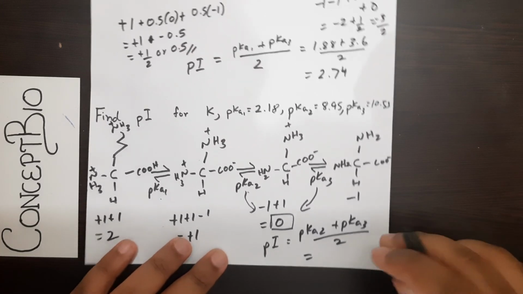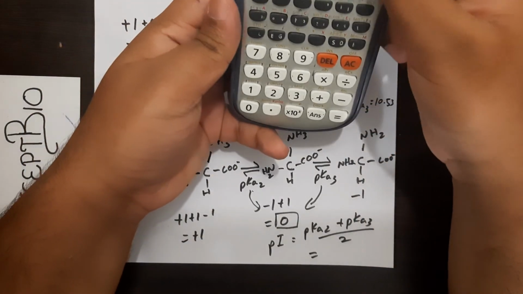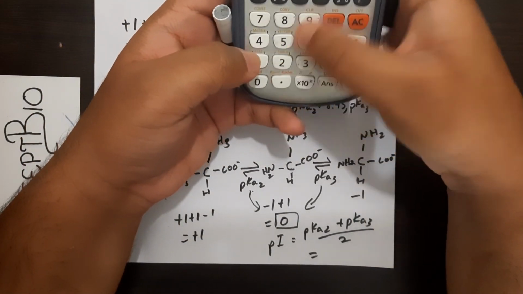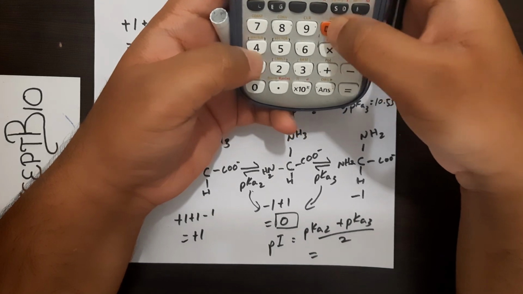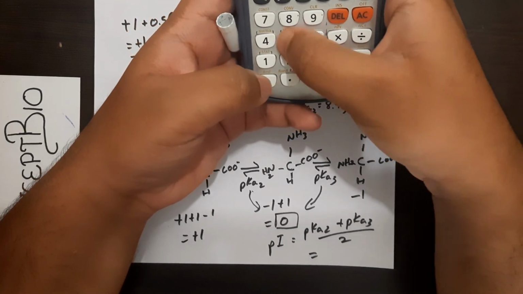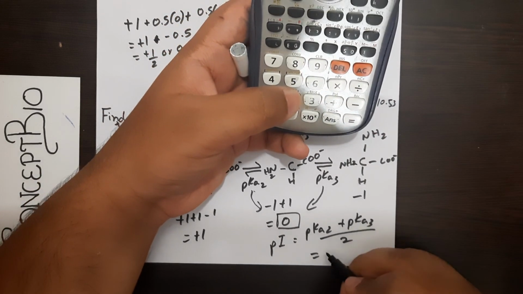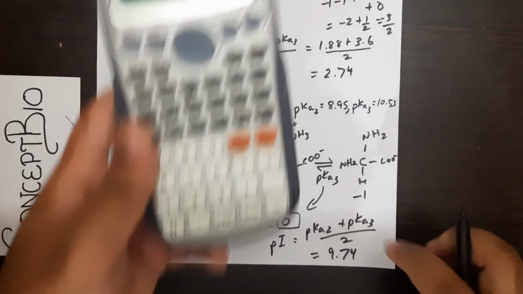I'll just do a quick calculation, give me a second. pKa2 is 8.95 plus 10.53, divided by 2. So your value will be 9.74. And this is the pI for lysine.